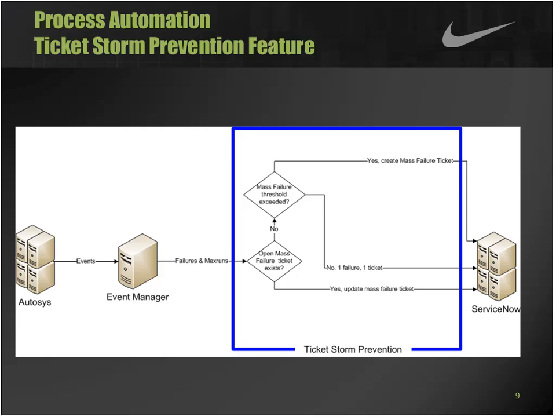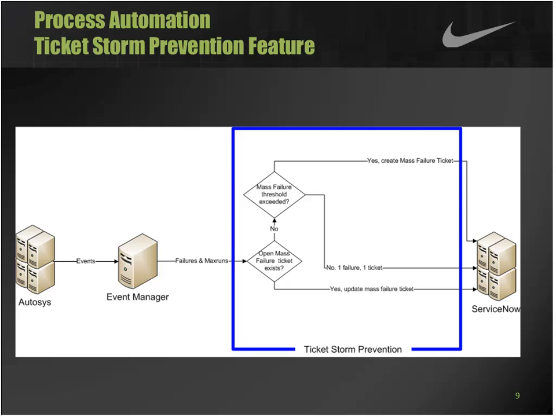Are we seeing a large amount of failures in a certain amount of time? And if we have not exceeded that threshold, it means that the system is running normally, that there is not a mass failure event occurring, and then we can open one ticket for one failure.